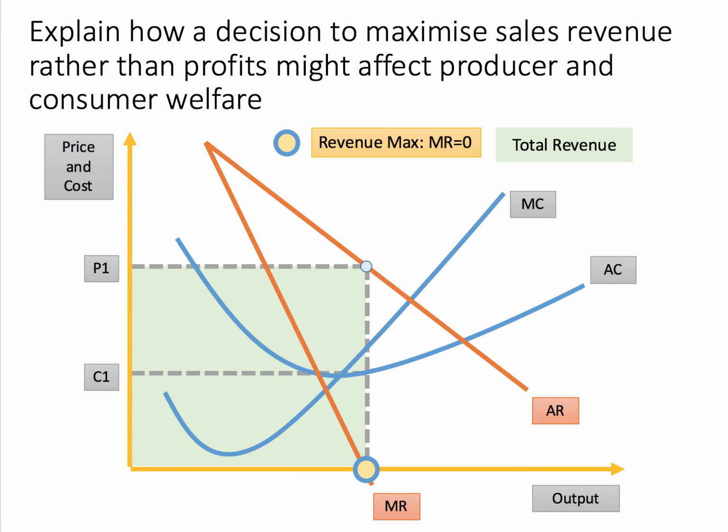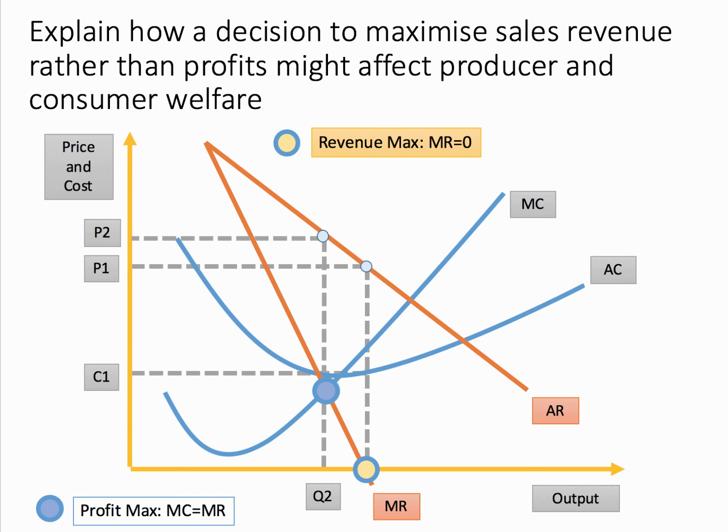If a firm instead was to maximize profits, then the output would be lower, a lower level of output. Let me show that for you. Q2, where MR meets MC, gives this output here. At Q2, of course, the price is higher at P2. So maximizing revenue gives you a bigger output and a lower price.